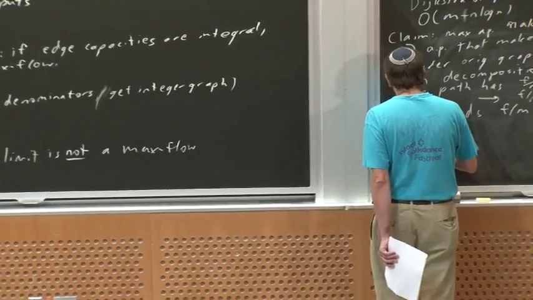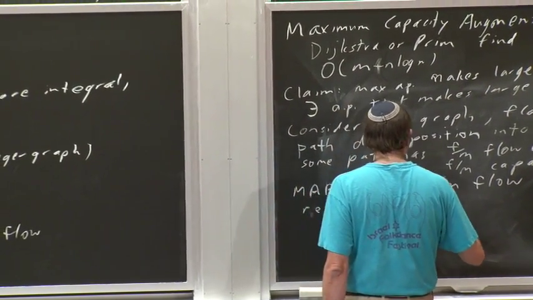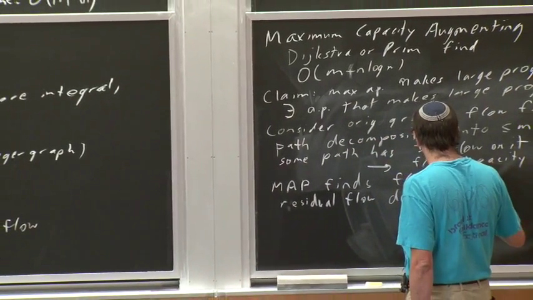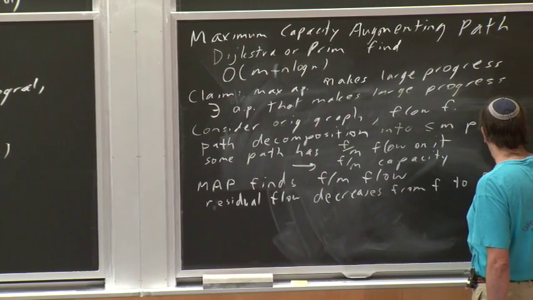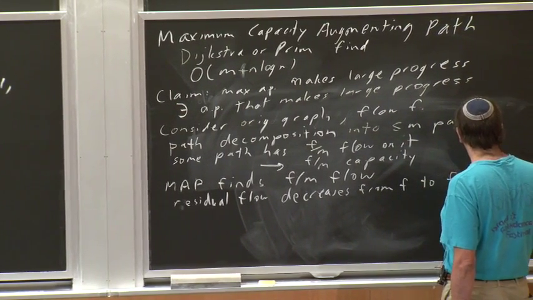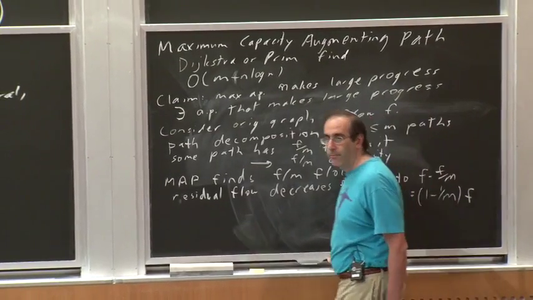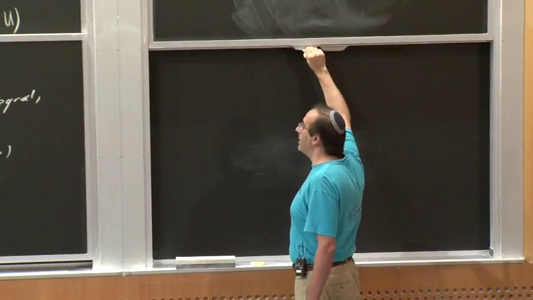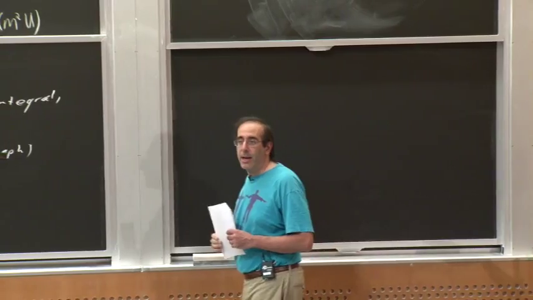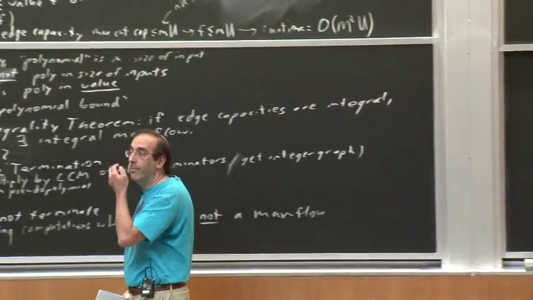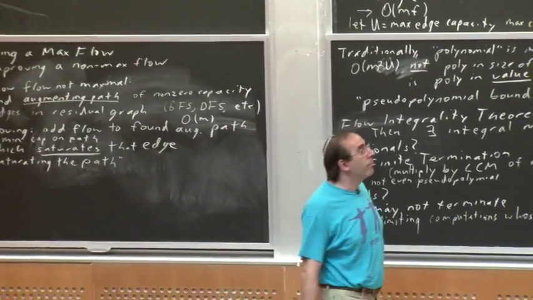So let me expand this by saying that the residual flow decreases from f to f minus f over m, which I can write as 1 minus 1 over m times f. That's what happens when we find that first augmenting path. What happens next? So instead of doing it f times, you only have to do it m times before you get up to the max flow?